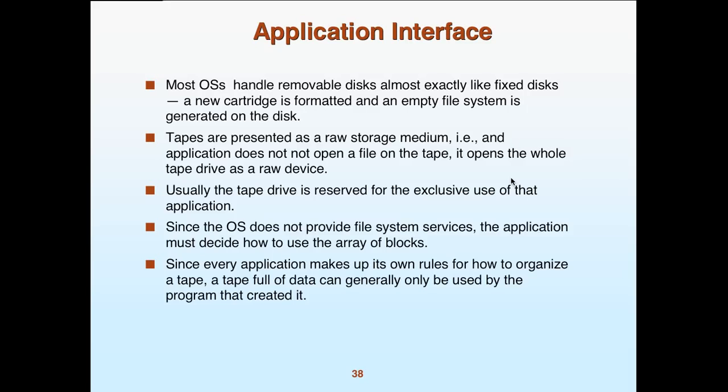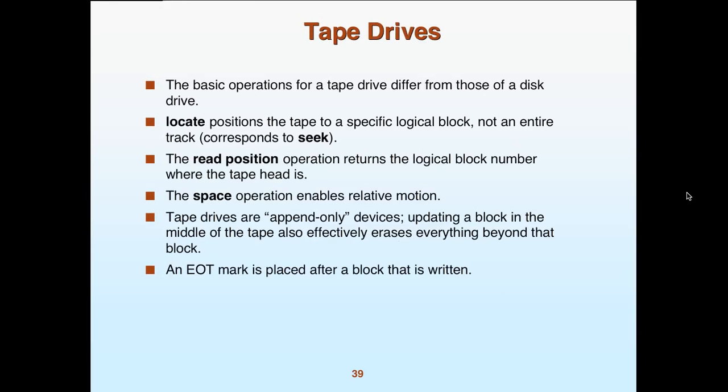So a new cartridge is formatted. An empty file system is generated on the disk itself. Tapes are presented as raw media storage. So I'm not going to talk about tapes. Since the operating system does not provide file system services, the application must decide how to use the blocks. So the applications take over and pick up where the operating system left off and provide the ability to recognize that file and to use it somehow. I'm going to skip tape drives because we don't have them anymore on the market.